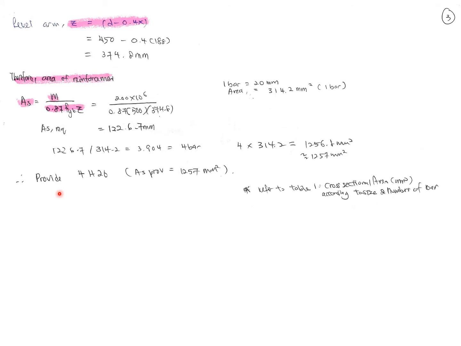So As provided is 4 H 20. As provided is 1257 and the required is 1226, and you check from table 1. The As provided must be higher than the As required, the same or a bit higher. So with 1257 provided, this means that for this rectangular beam you are going to provide 4 H 20 at the bottom for the singly reinforced section.